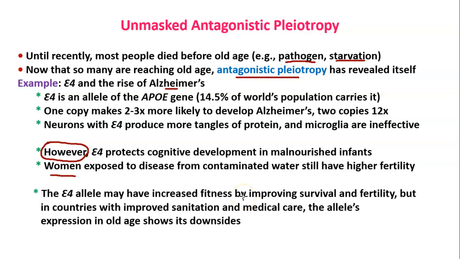And of course, if they died by the time they were 40 years old, then the flip side of having that allele was never exposed: developing Alzheimer's. But in countries with improved sanitation and medical care and people living to much older ages, the allele's expression in old age shows its downsides, which is the antagonistic pleiotropy.